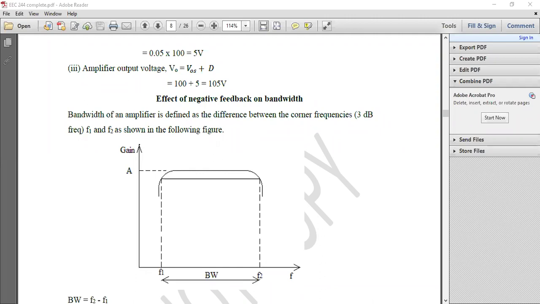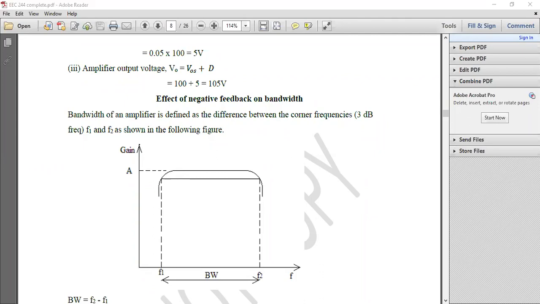Now, when negative feedback is applied to an amplifier, what is the effect on the gain? We all know that the gain reduces. But what happens to the bandwidth? Of necessity, the bandwidth increases. Now, the gain bandwidth product of an amplifier before and after feedback must remain the same.